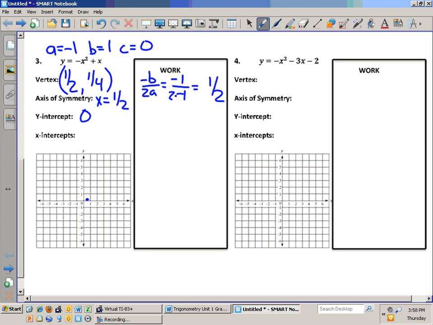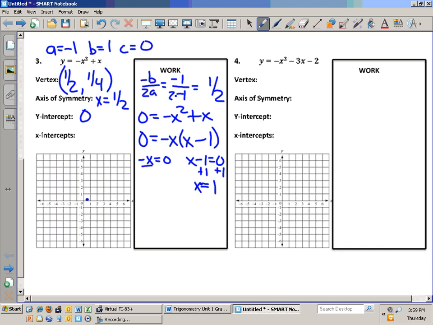To find the x-intercepts, I take my function and set it equal to 0. Now that I have it equal to 0, I look for the greatest common factor. Negative x is the greatest common factor. When I take that out, I'm left with a positive x and a -1. I set both of those equal to 0. Add the 1 to both sides, x is equal to 1. Divide by -1, I get x is 0. So 0 and +1 are my two solutions.